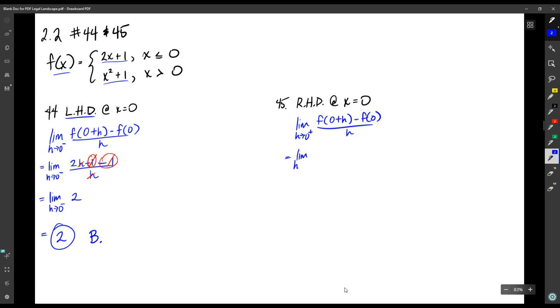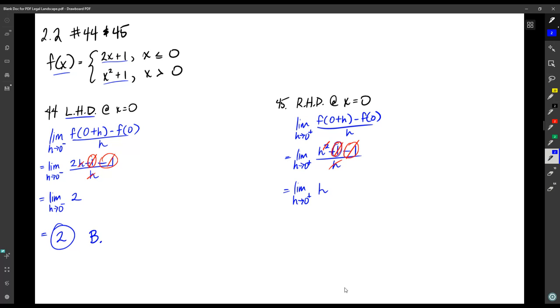So now as we expand this limit, f of 0 plus h is the same as f of h. So that becomes h squared plus 1 minus, and then f of 0, we're going to say 0 squared plus 1, that becomes just 1, and this is all over h. Well then, 1 minus 1, I'm going to use red here, 1 minus 1, that makes 0. And then h squared over h, we can cancel one of those h's. So this becomes h to the first over 1.